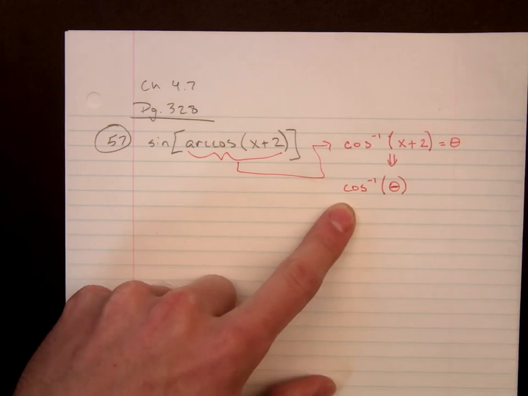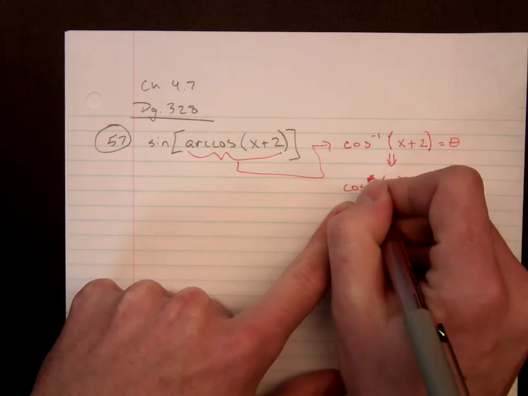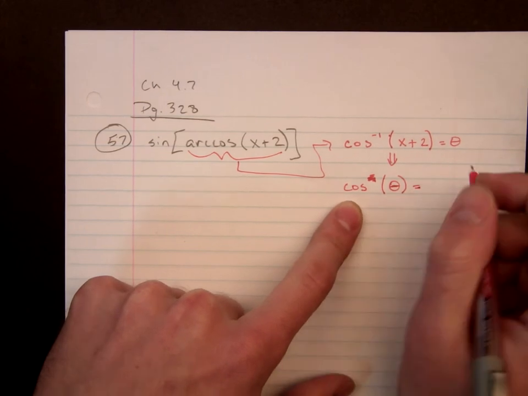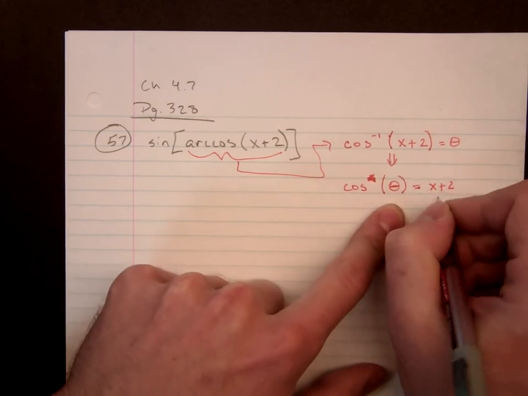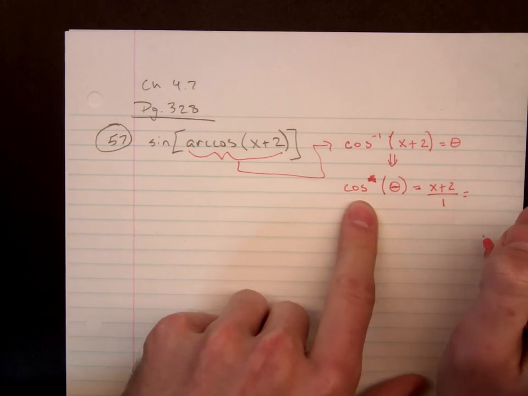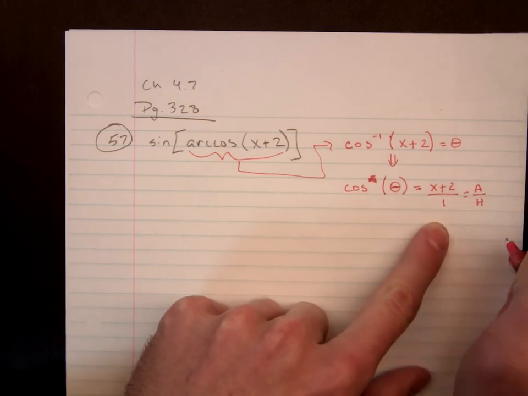Cosine of theta is equal to x plus 2, and I'm going to write x plus 2 over 1. Now for a second, you can pause it if you need to, try to think of why I wrote that over 1. Okay. Hopefully, you came to the conclusion that the reason I wrote that over 1 is because I know cosine is always equal to adjacent over hypotenuse.